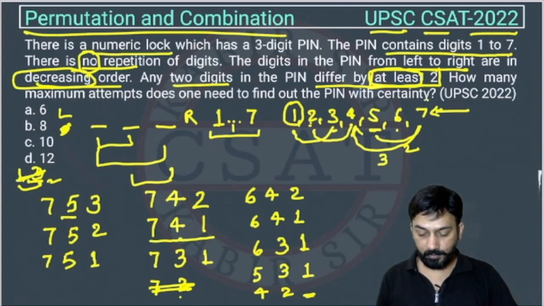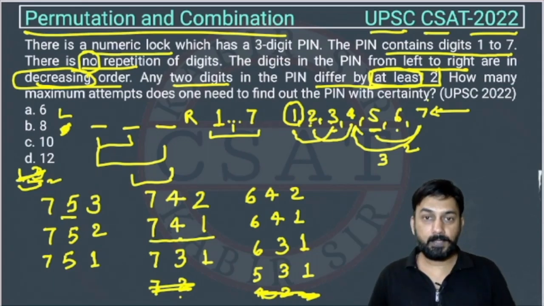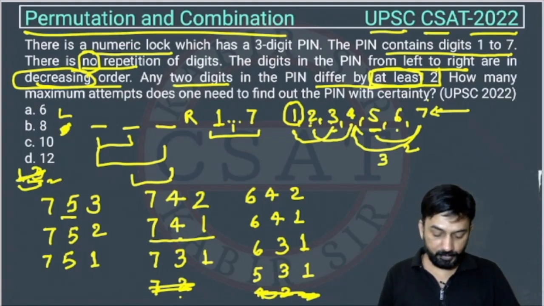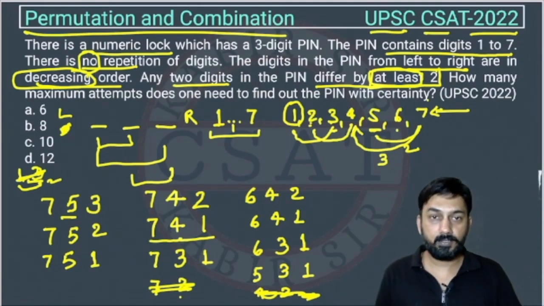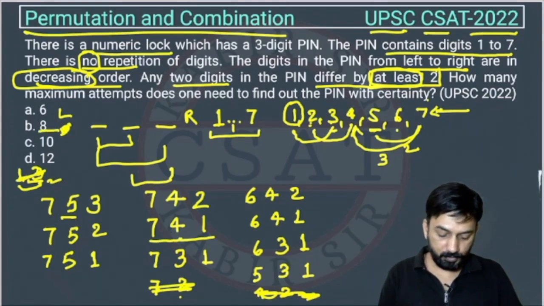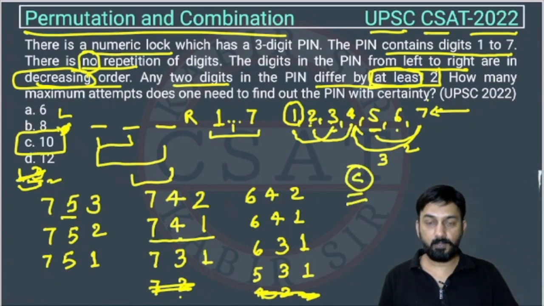Can we start with 3? No. If we are starting with 3, the next digit will be 1, but after 1 there is no other possibility, so this is also not possible. So these are the only possible passwords, right? There is no other password we can generate with these conditions. So we just count them: first, second, third, 4, 5, 6, 7, 8, 9, 10. So only 10 passwords can be generated, or 10 times somebody has to try to open this lock, right? So the answer is option C. So the answer of this question is option C.